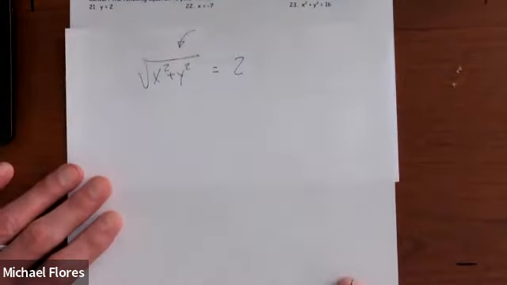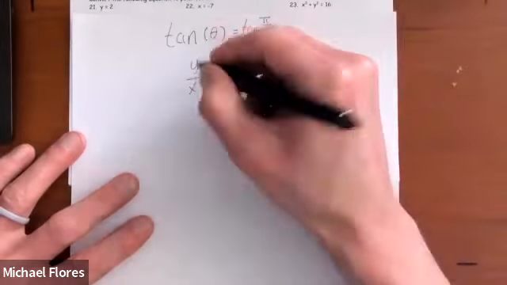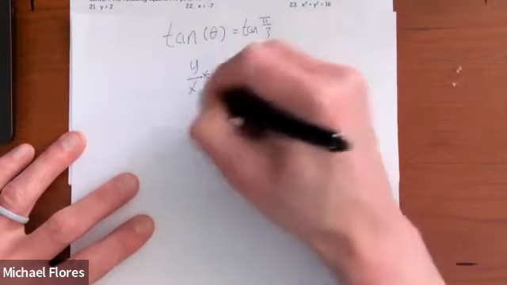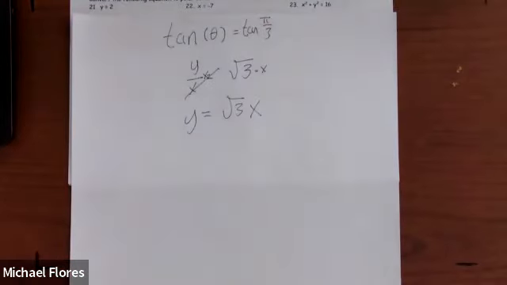Okay, 26. If you see theta equals pi over 3, let's multiply both sides by tangent. Tangent of theta equals tangent of pi over 3. Now, tangent of theta is the exact same thing as y over x. And in our unit circle, tangent of pi over 3 is root 3. So the tangent value at pi over 3 radians is the square root of 3. Multiply both sides by x. Y equals root 3 x. And that would be your answer for that one.